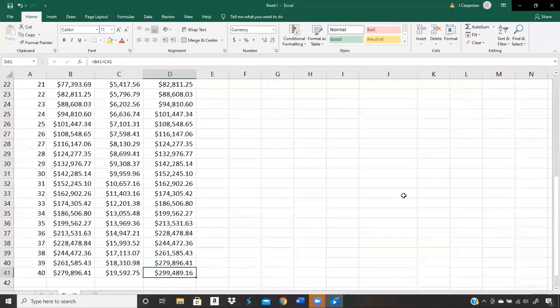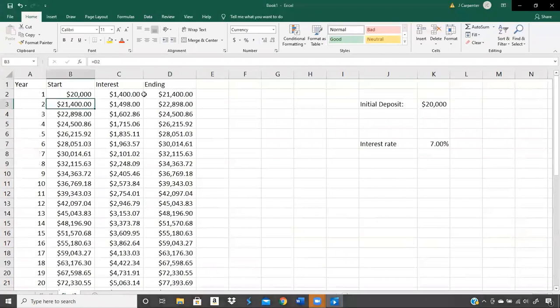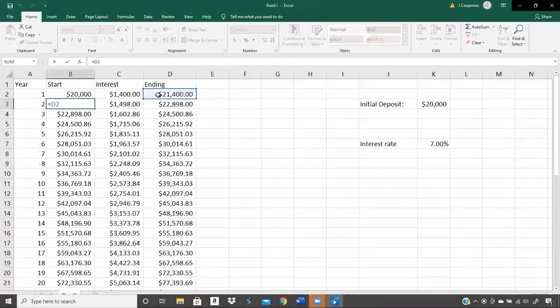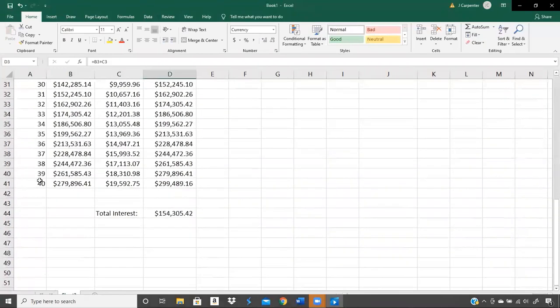Are we seeing the beauty of Excel here? I didn't have to relink the old and the new because it was already done. I didn't have to type the start here because it was over here. And that's the only time I need the starting value. This one links to that one, so that's good. The interest formulas are all still the same thing. The ending formulas are all still the same thing. I had to throw in some more rows, but boom, there we are.